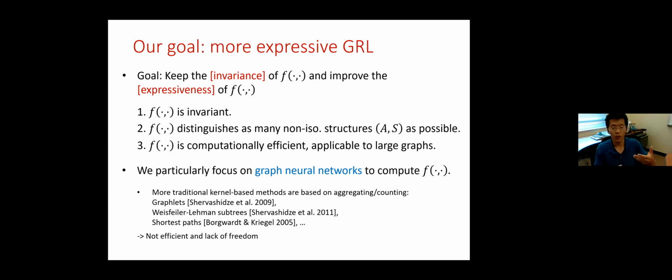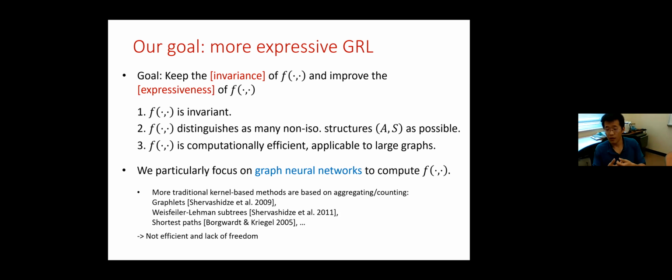There are different ways to compute graph representations, and in this lecture we will particularly focus on graph neural networks, the recently widely discussed tools to compute this representation. We know some previous kernel methods also allow for graph representation, but they just aggregate and count different types of graph features, and usually these features cannot be computed in a very efficient way in practice.